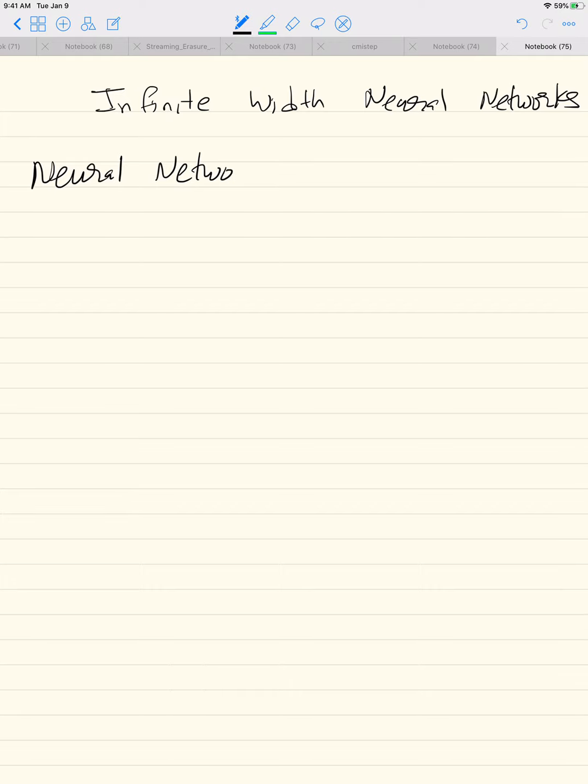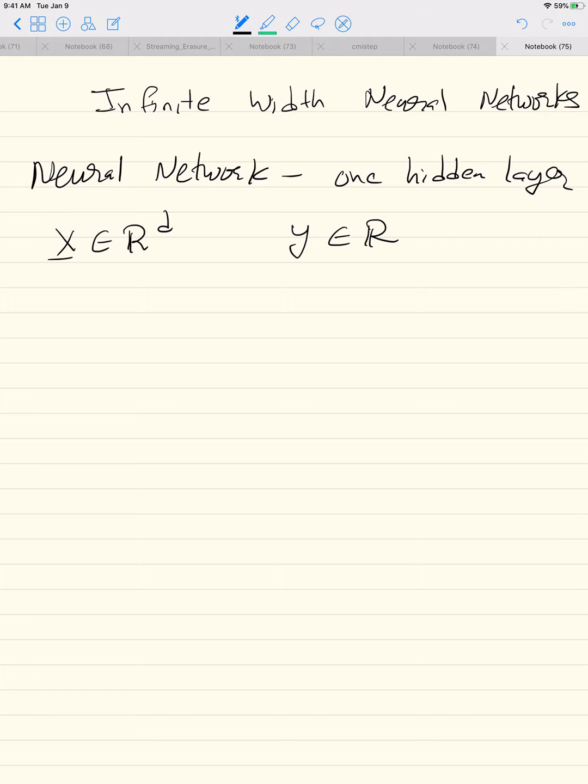So an interesting application of Gaussian process in recent time is infinite width neural networks. So a neural network with one hidden layer is defined as follows. We take, say, x in some d-dimensional space, and our output y is a real number.